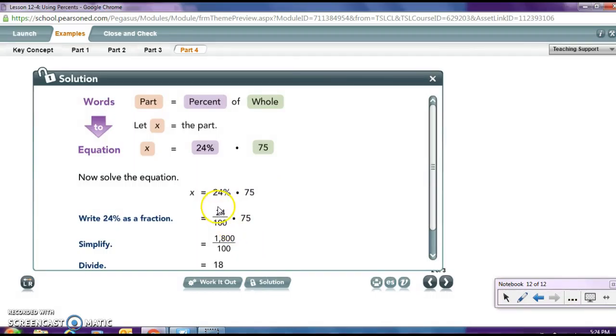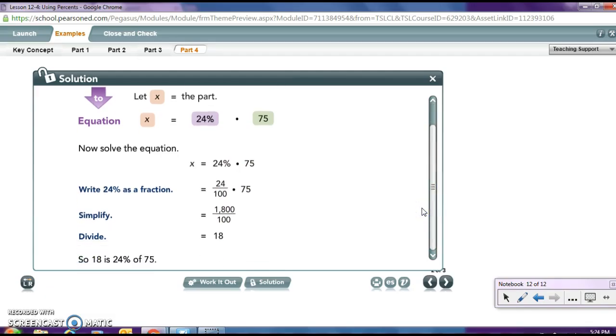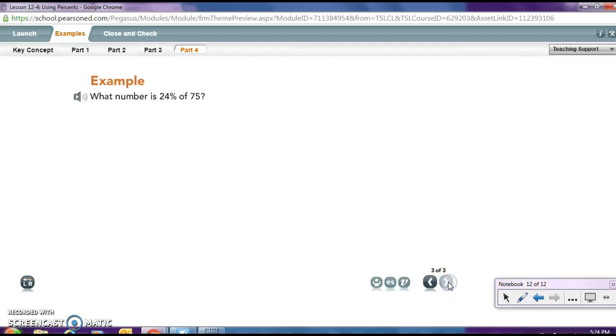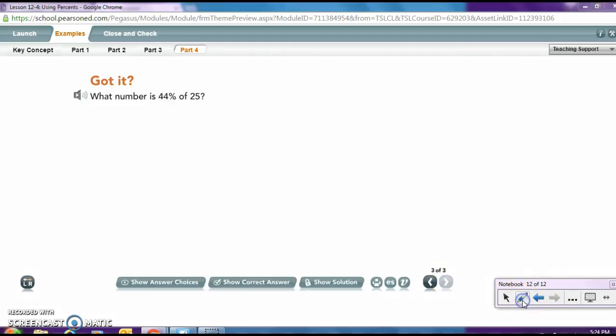Again, they do the same thing. 24 over 100 times 75 gives you 1,800 over 100. When you simplify that, you get 18. On to the last problem.